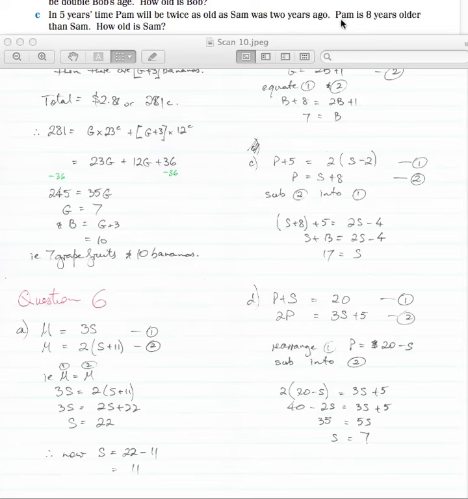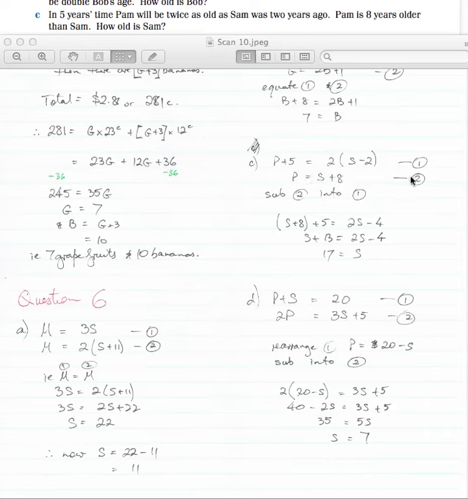Go to the second part of the equation. Pam is 8 years older than Sam. Now it's the same situation as I've described in question B. If Pam is older, then we need to add 8 to Sam to make them equal. Okay, Pam is older, so we need to add 8 to Sam.